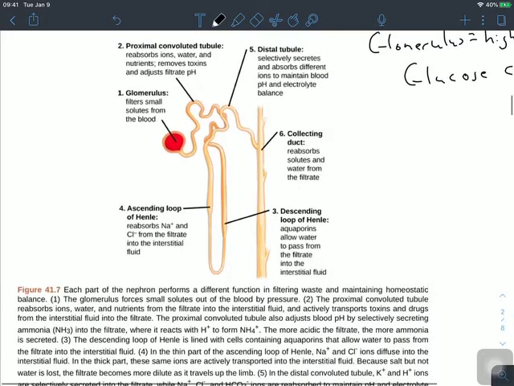First and foremost, the glomerulus. Let's grab our highlighter because that's going to be important. The glomerulus is going to be filtering solutes from the blood. So it's grabbing everything.